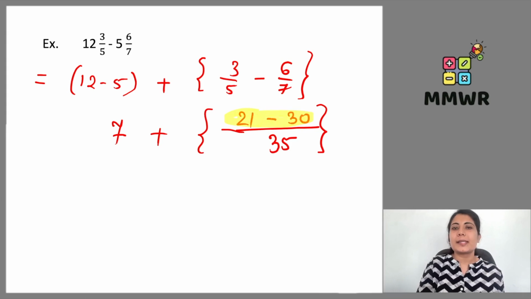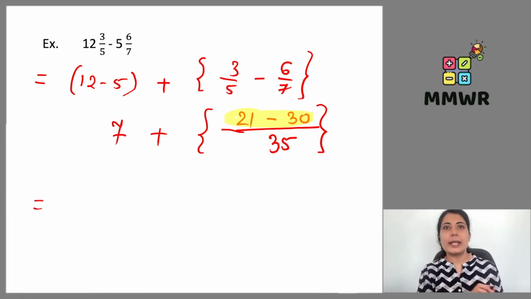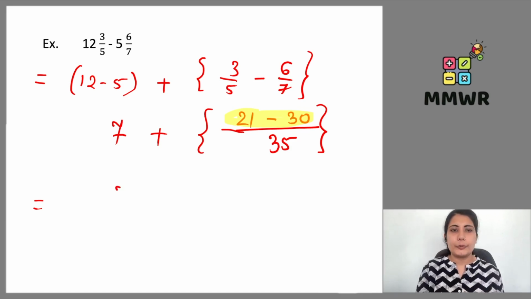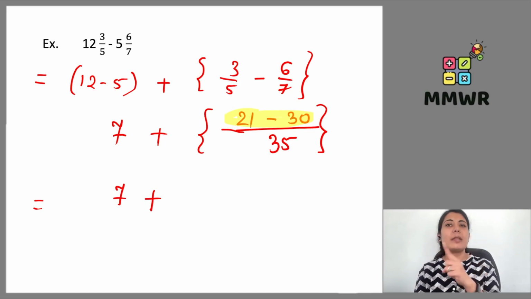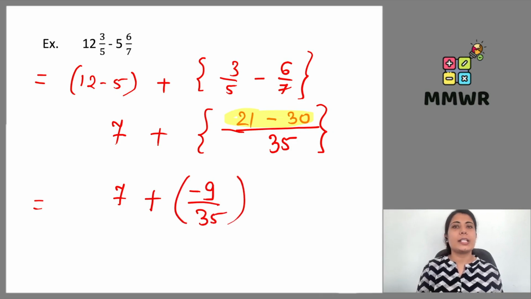Look, 21 minus 30, we will be getting a negative number, right? So if a negative comes, we will make the answer minus, that is not how it works. I'll show you the difference also. From here, the difference begins: 7 plus 21 minus 30 gives me minus 9 upon 35. I'm still writing it in the bracket because two signs are coming together.